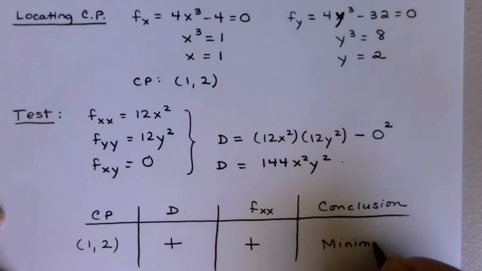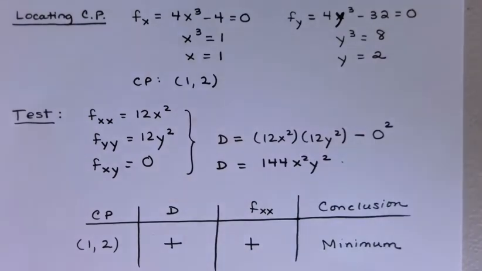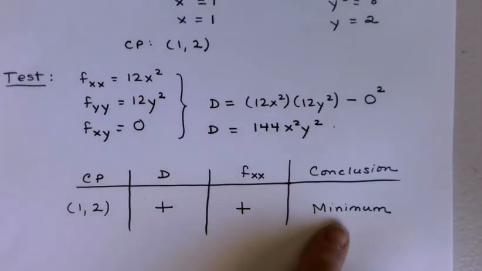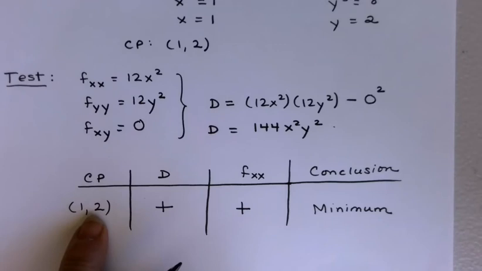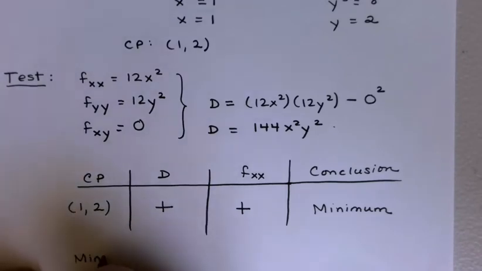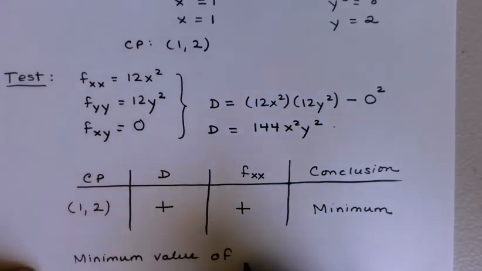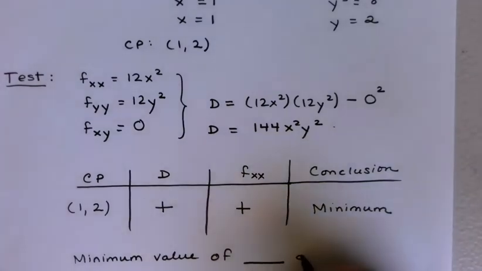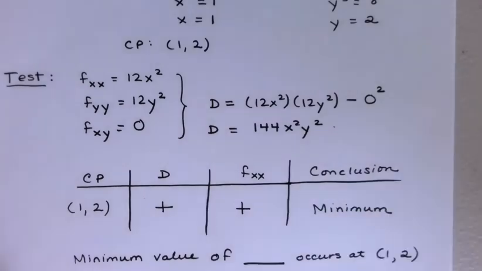Now, I want to make one more point here, and I'm going to do this for this particular one, but I will tell you that in general, I'll probably skip this last step most of the time. I'm perfectly fine with you getting to here. We have a minimum that occurs at this point, but we have not yet found the actual z value. So the minimum value of something that I don't know yet occurs at the point (1, 2).